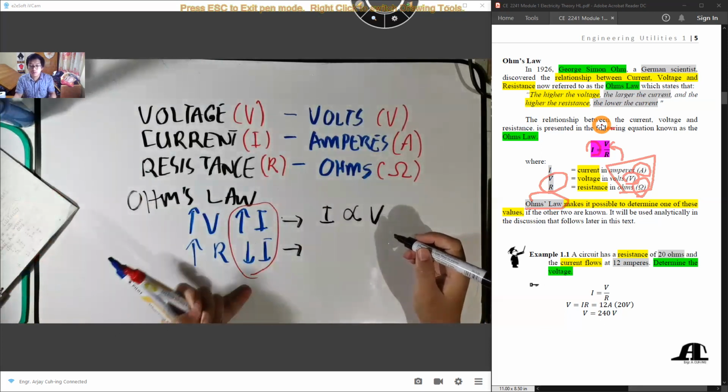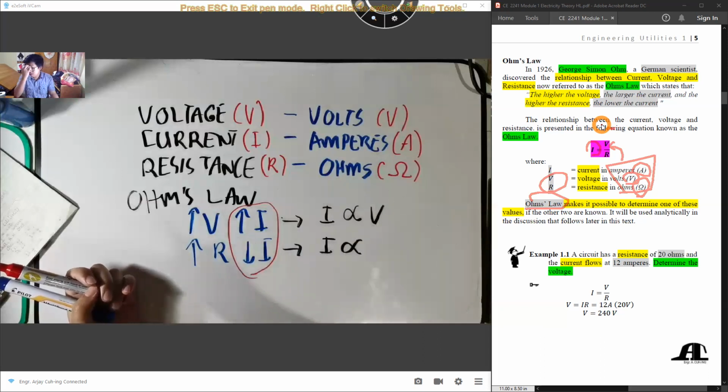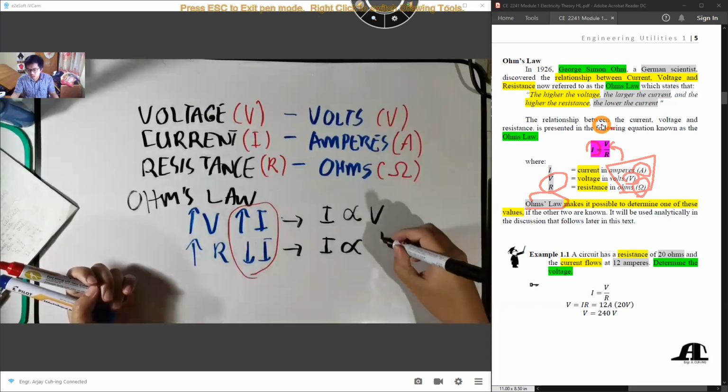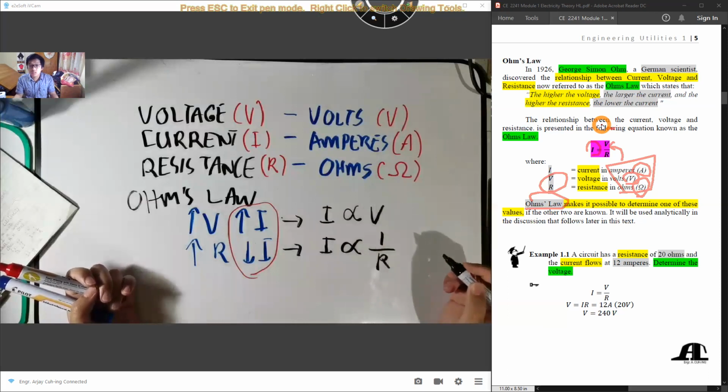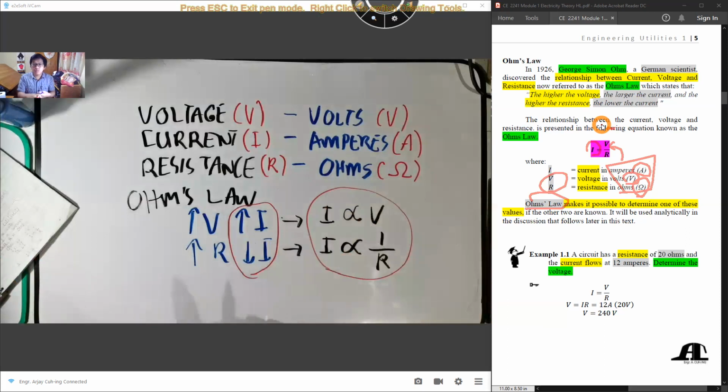Second line class, di ba? The higher the resistance, lower current. So parang mo sinabi class the current is inversely related class to resistance. Okay? So using class ito, nabuo natin yung formula ng Ohm's law.